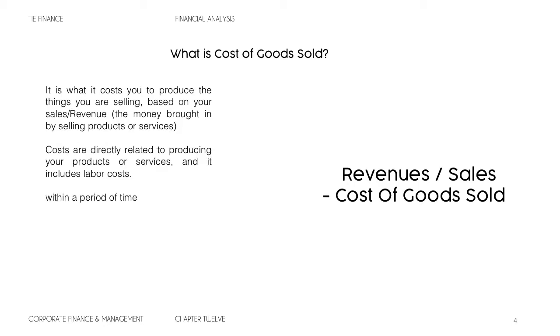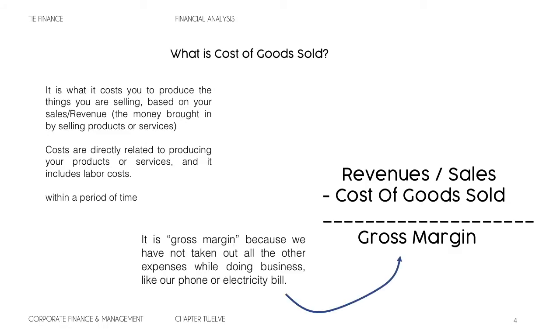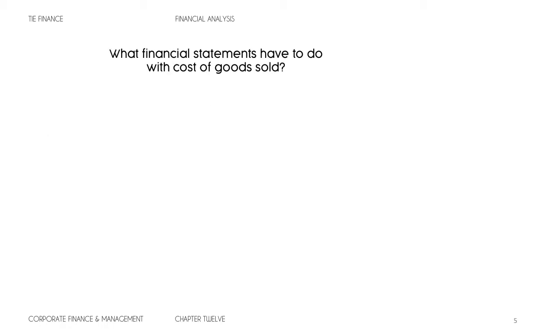Cost of goods sold is the costs that are directly related to producing your products or services, and it includes labor costs. So basically it's just the cost of production, and of course within a period of time. It could be a month, weekly, or yearly. Normally it's within a year. And then we have the gross margin. And what is gross? Gross in German means just something big, but at the end it's gross margin because we have not taken out all the other expenses while doing business, like our phone or electricity bill, or imagine just water or advertising.